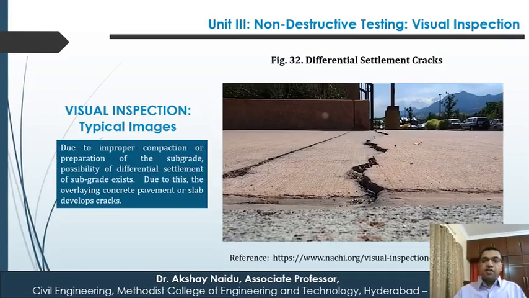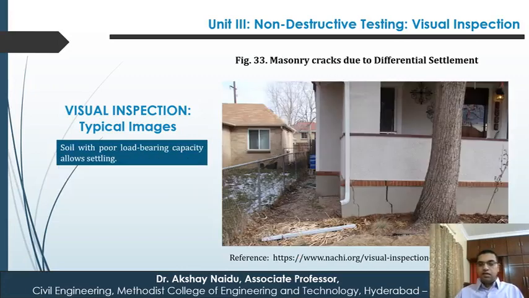Then there are differential settlement cracks. When there's sinking of supports below, if it's an upper floor slab, or on the ground there is settlement of the soil. Here you can see an example of differential settlement, which has developed cracks in the masonry structure.